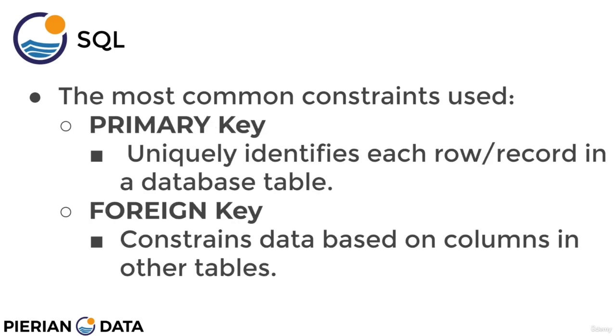Then there are primary key and foreign key constraints. We already learned about primary key and foreign key, but the way you actually define them when you're constructing your own table is you set them up as a constraint. So the primary key uniquely identifies each row or record in a database table, and a foreign key constrains data based on columns in other tables. So when you're setting up a foreign key, you'll actually also set up a relationship to another table you created.